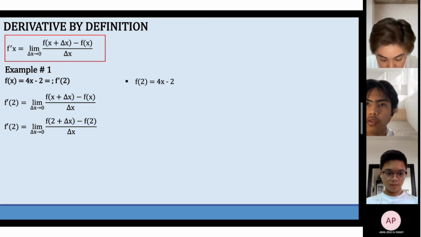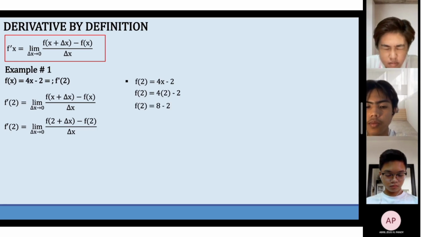f of 2 is equal to 4x minus 2. Substitute 2 to all x's in the function. f of 2 is equal to 4 times 2 minus 2, then solve. 4 times 2 is equal to 8, minus 2 is 6.